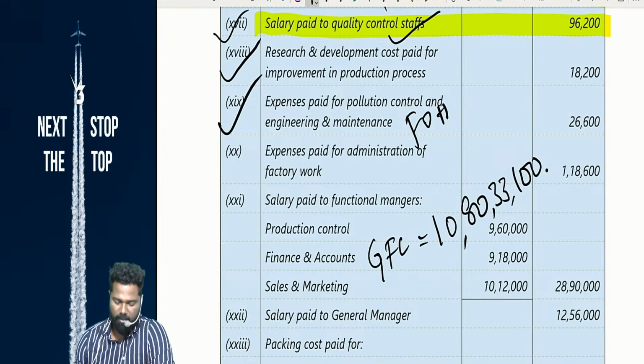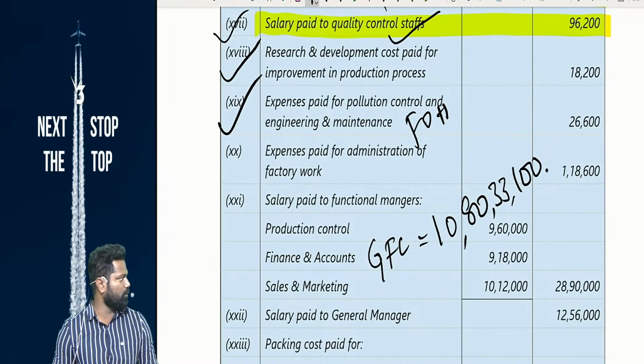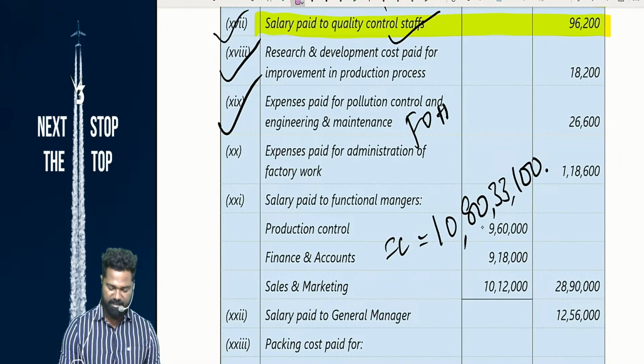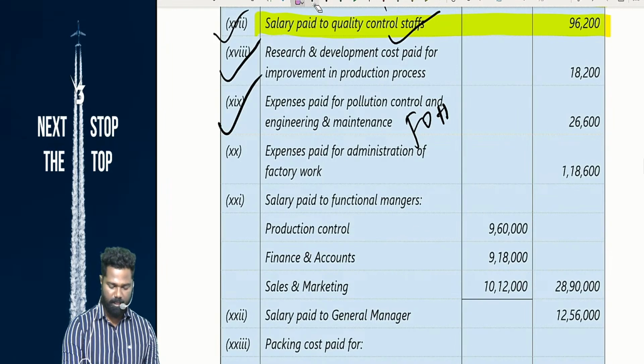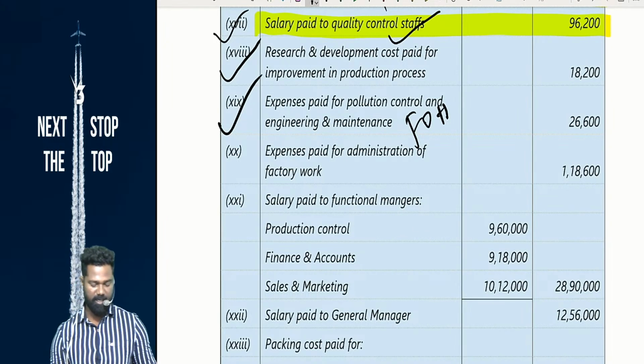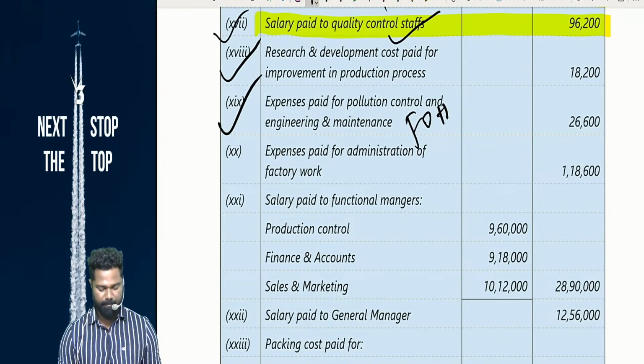Next, put a heading: Administration Overheads (AOH) relating to production. Administration overhead relating to production. Underline it. Below that, expenses paid.